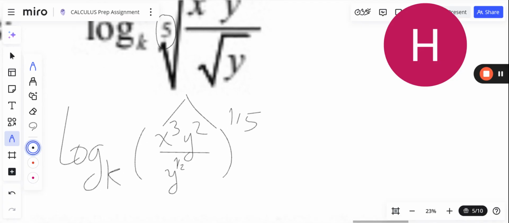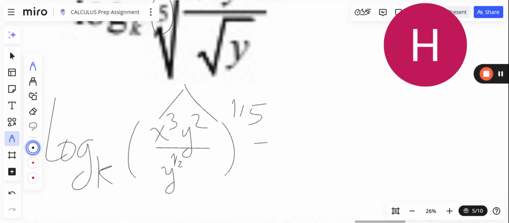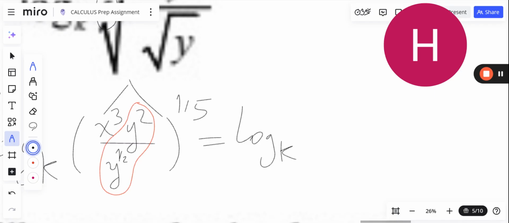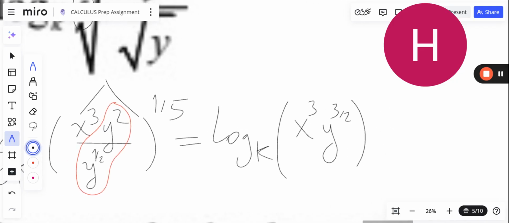Okay, so this is a good start so far. Let's simplify the inside. What do I mean? This is a fraction, but it doesn't really need to be a fraction. We could simplify that. So this is just using some basic algebra. I'm just simplifying exponents. So this would be y to the 3/2 power. Work on why that's true. And this is to the 1/5.